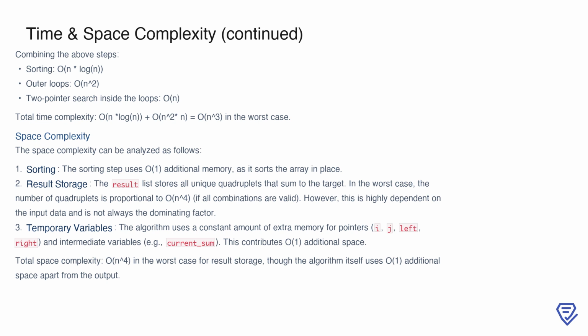Shifting focus to space complexity, the algorithm sorts the array in place, which uses O(1) additional memory. The result list stores all unique quadruplets found, and in the worst case, this could grow up to O(n to the power of 4) if all combinations are valid. Additionally, the algorithm uses a constant amount of memory for variables like i, j, left, right, and other intermediates, contributing O(1). Thus, while the algorithm itself uses O(1) space, the overall space complexity is dominated by the result storage, which can reach O(n to the power of 4) in extreme cases.